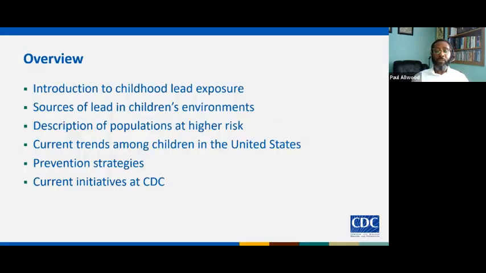So what we're going to be covering in today's presentation is an introduction to childhood lead exposure. And we're going to be talking about sources of lead in children's environment. And Madeline will go through and give a description of populations at a higher risk for lead poisoning or lead exposure. And then we're going to be looking at current trends among children in the United States for lead exposure. Then we'll discuss prevention strategies. And then we'll close out with a discussion of the current initiatives going on at the CDC to enhance lead poisoning prevention and surveillance. With that, I'm going to turn it over to Madeline to go through the rest of the presentation.